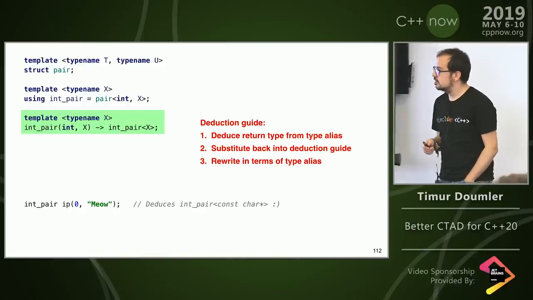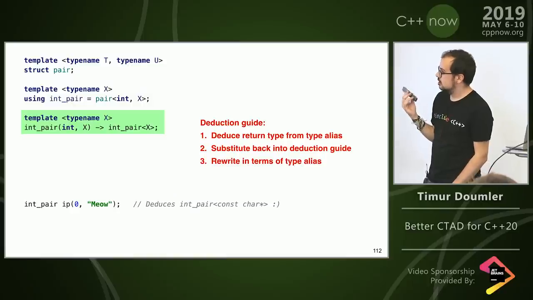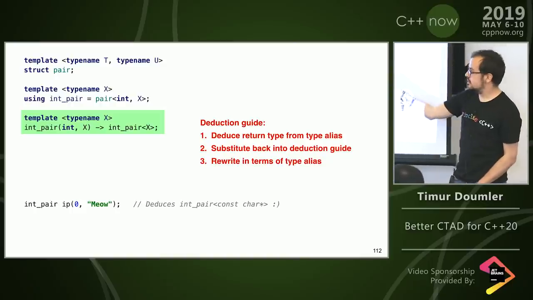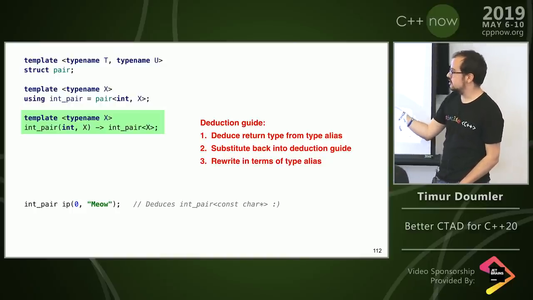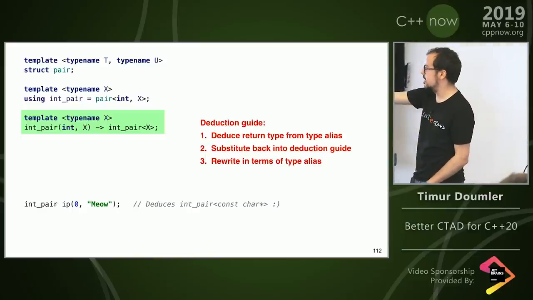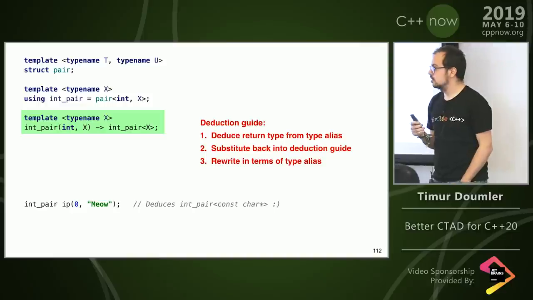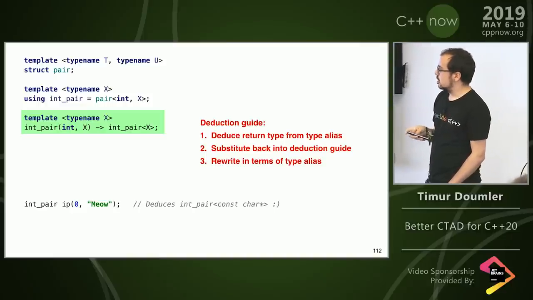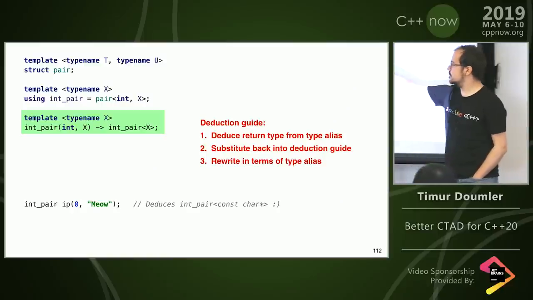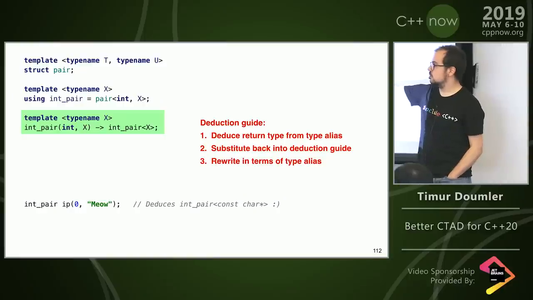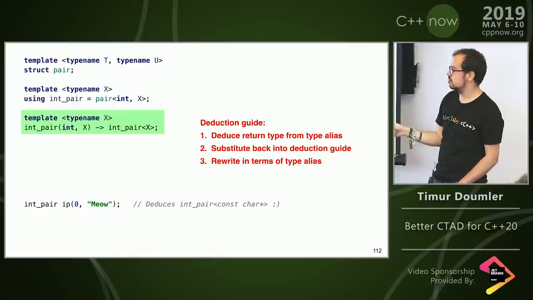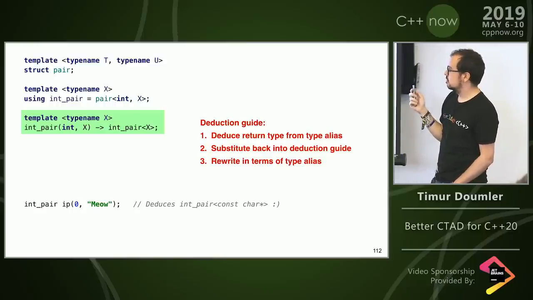Question? Can one write this deduction guide right now? No. Right now, you cannot write this deduction guide because in C++17, the grammar says that this thing has to be a template name. And this is not a template name, this is a template alias name. So this would be a hard parser error. But it would be valid in 20? Yes, but in 20, this will be synthesized for you. If you write it explicitly, you still will not be able to write explicit deduction guides for aliases, but this is going to happen for you. Yeah? Okay.